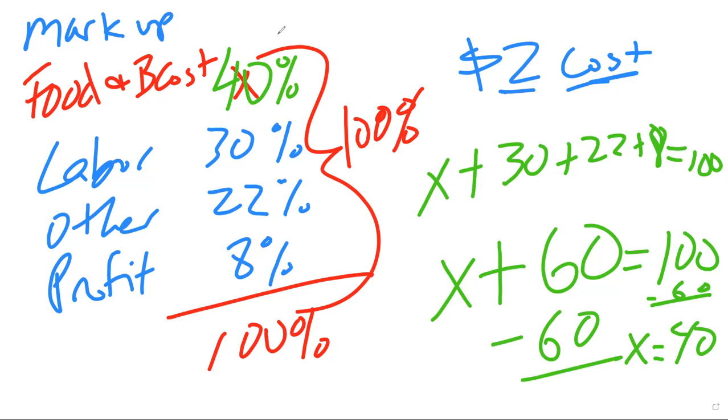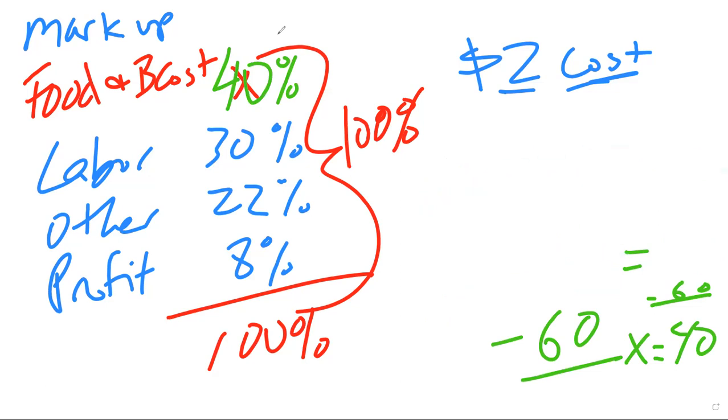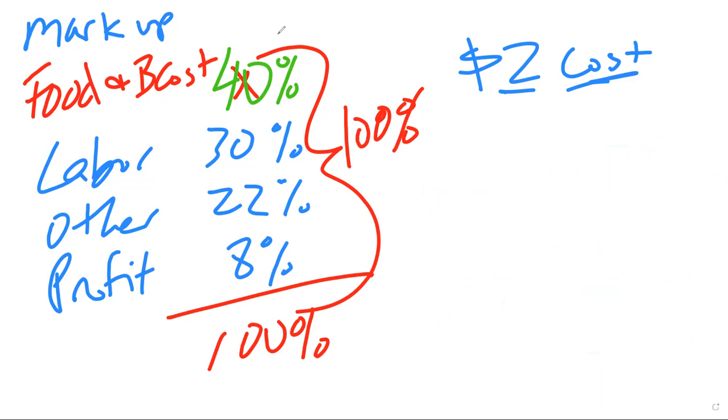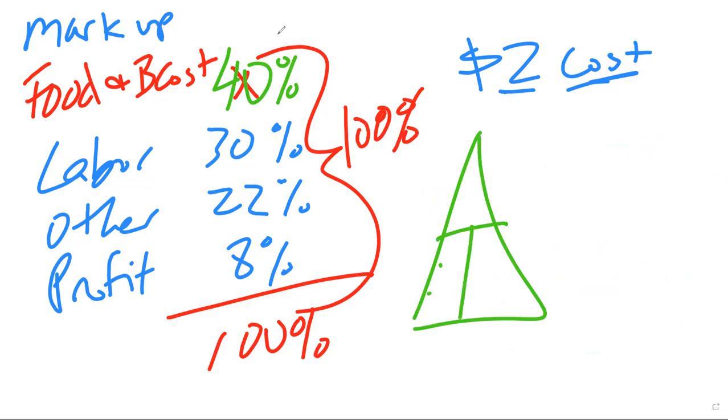Okay. And now that we know the percentage, we can go back to our triangle, 0.40 and $2, and then we'll get our selling price. So that would be 20. Okay, there you go. $5.